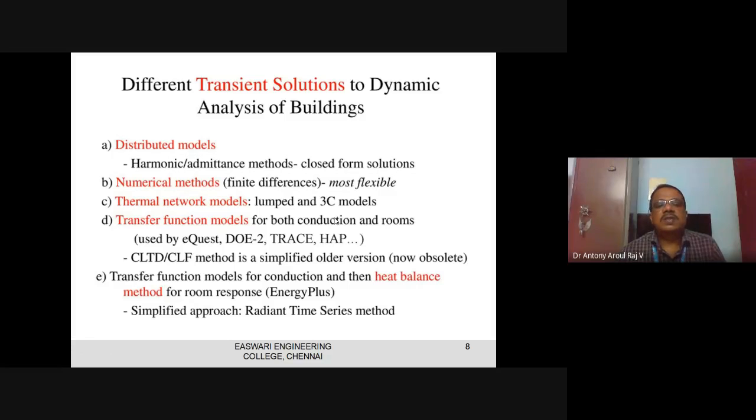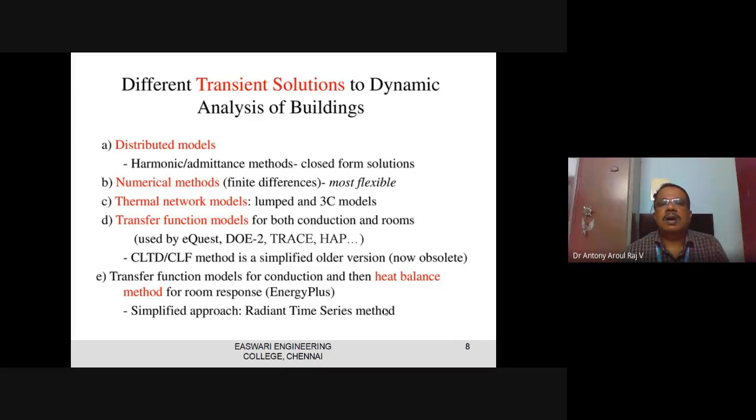Okay, so transfer function models for conduction, then the heat balance method for the room response. That is used in EnergyPlus. And we have a simplified approach called the radiant time series method. So we are going to discuss the transfer function method and the radiant time series method, because when you are studying energy simulation, you will come across these two methods.